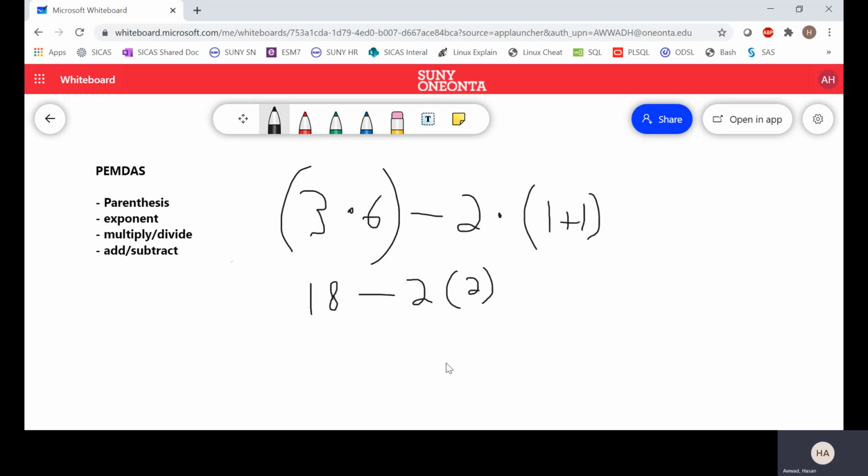Okay, so from here, now what do we have left? We have 18, we have a subtraction, and we have another multiplication going on, right? Remember, 2 times 2. This is how we're going to denote multiplication going forward. So 2 times 2, that's going to have precedence over the subtraction, right? Multiplication comes before subtraction. So 2 times 2 is 4. And we have the 18 minus 4, and finally that just gives us 14.